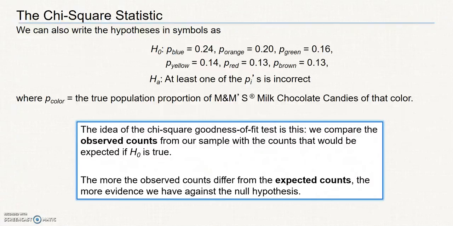The idea of the Chi Square Goodness of Fit test is we are comparing observed counts from our sample with the counts that would be expected if the null hypothesis was true. So if their proportions are true, how does the number of blues that we got compare to the number of blues we would expect to get? The more the observed counts differ from the expected counts, the more evidence we have against the null hypothesis.